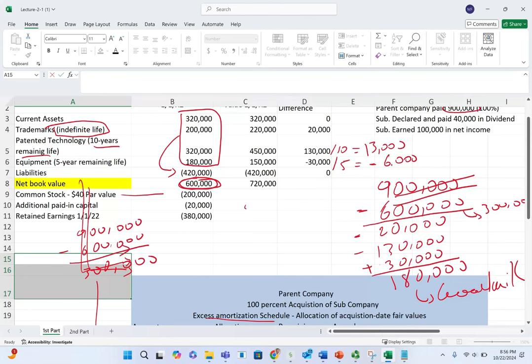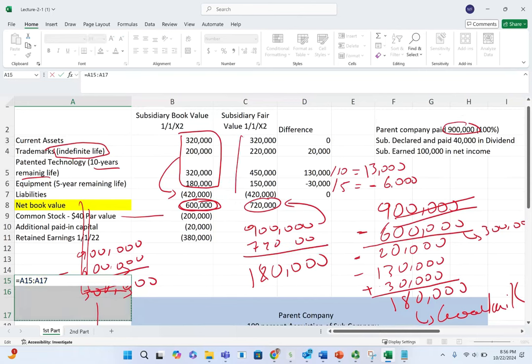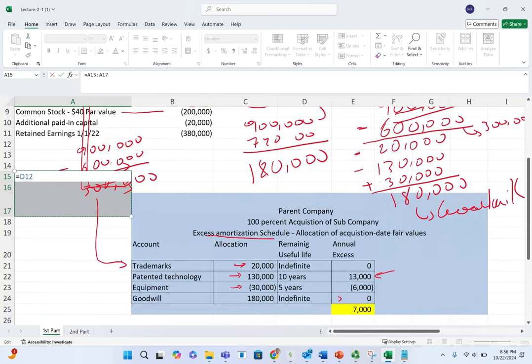If I paid 900,000 and the fair value of all identifiable assets is 720, what I'm left with is 180. So what I paid minus the net book value at fair value, because the net book value at fair value lists all the fair values of the identifiable assets. And anything left, if I cannot allocate it to anything, I have to call it goodwill. And goodwill is not identifiable. So that's something they could ask you.